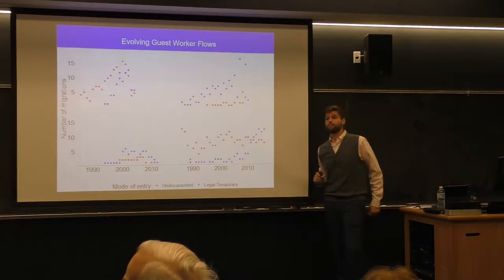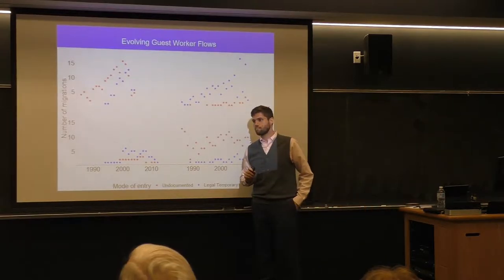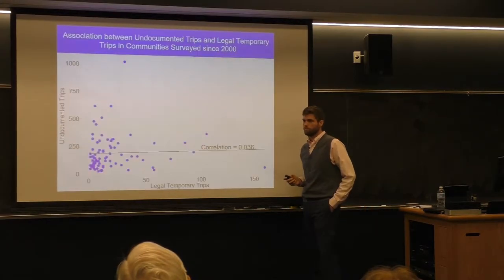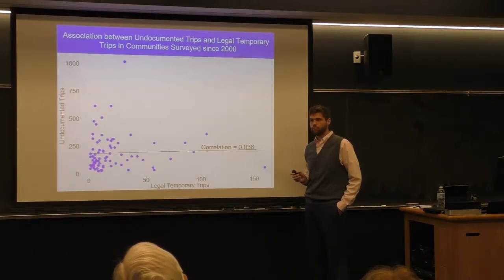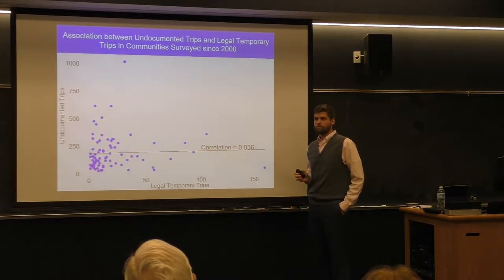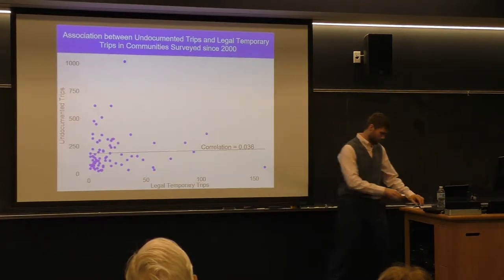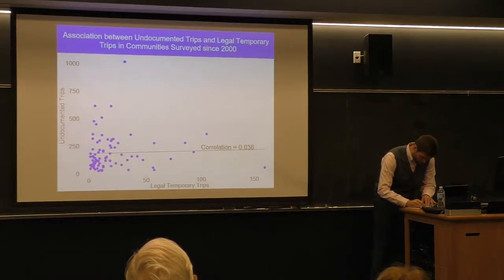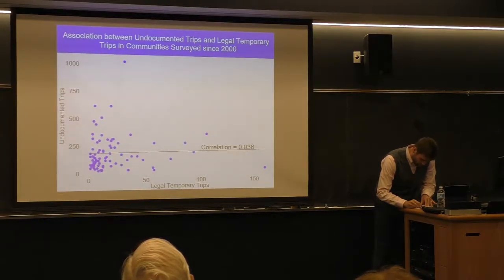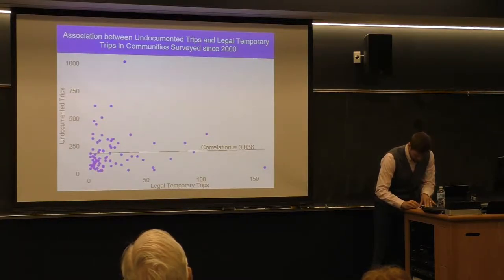Next. Can I ask a clarification question? Mm-hmm. Because the survey collects retrospective information on trips, can you condition on trips occurring since 2000 as opposed to survey occurring since 2000? Yes, I haven't done that here, but that's a great suggestion, because I guess that would be a cleaner comparison for the correlation. Yeah, that's a good point.